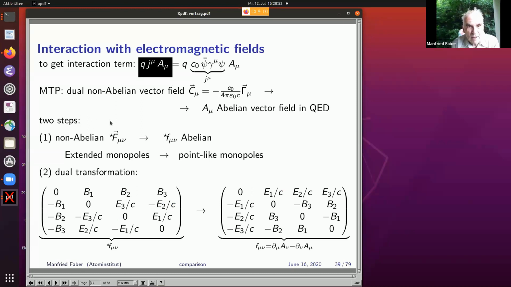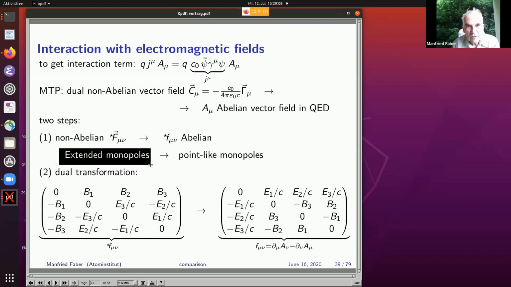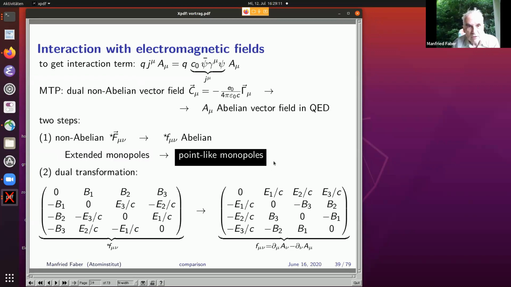I have to make a dual transformation, and I have to go from the non-abelian f mu nu. You remember that I have a non-abelian curvature tensor to the abelian f mu nu. And this we did when we went from the extended solitons to point-like solitons, the monopoles to point-like solitons. So we need the a mu, but we have the c mu. And the c mu is connected with the gamma mu. This is the dual vector potential.